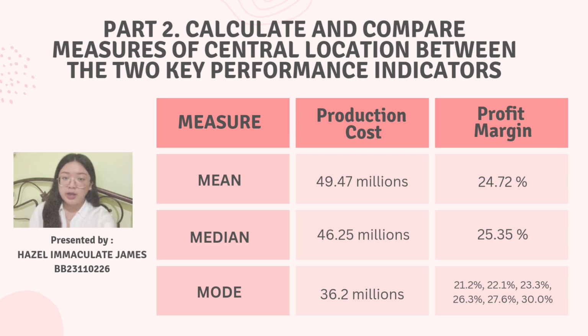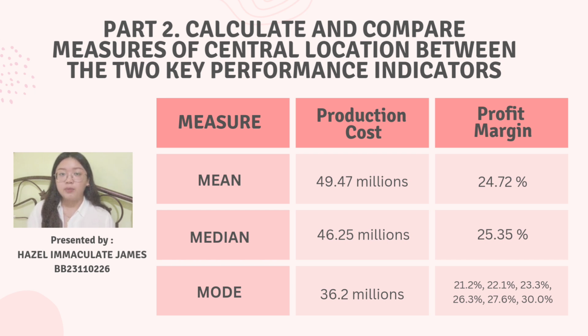On the other hand, the mean for profit margin is 24.72%, less affected by outliers, providing a reliable representation of overall profitability. Moving on to the median, for production cost it is 46.25 million, which is lower than the mean. This indicates that most companies have production costs below the average.